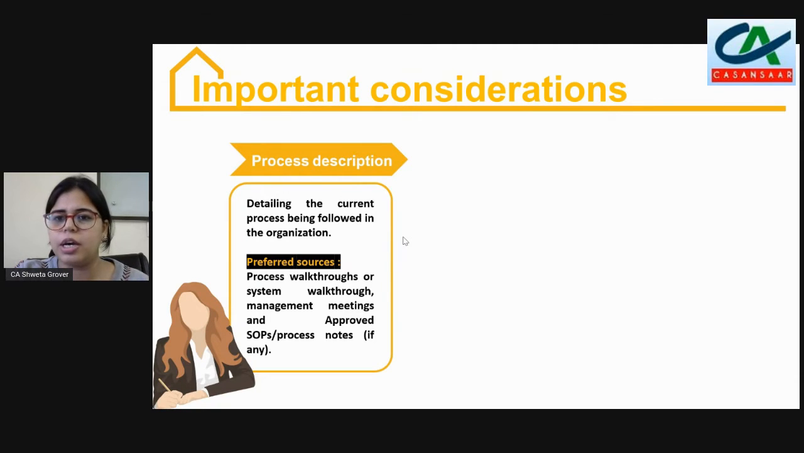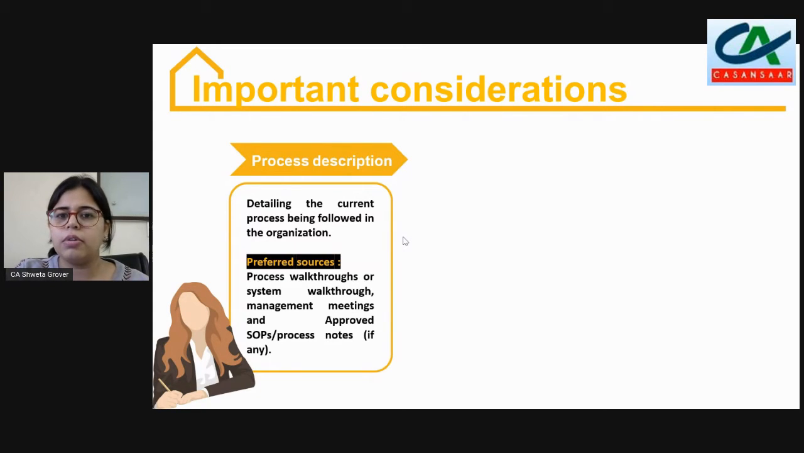If systems are there, like if they have any system or specific software in place, do that system walkthrough also. It gives you more clarity rather than referring to any particular process document. Yes, process document and SOP are very important for an organization, but as an internal auditor, you first start with the process walkthrough.